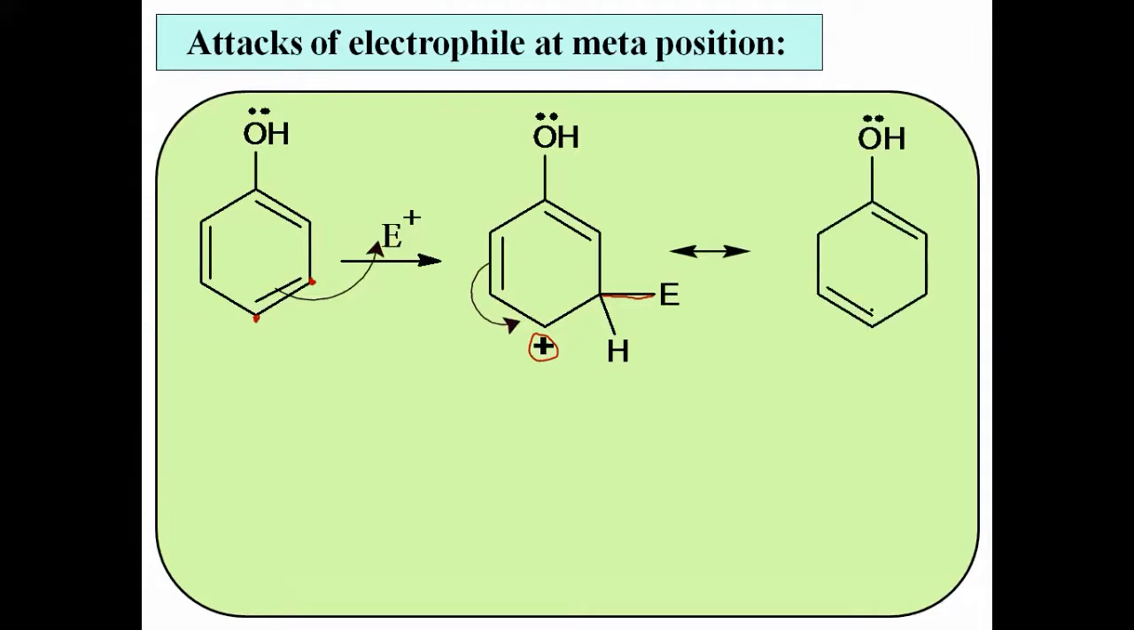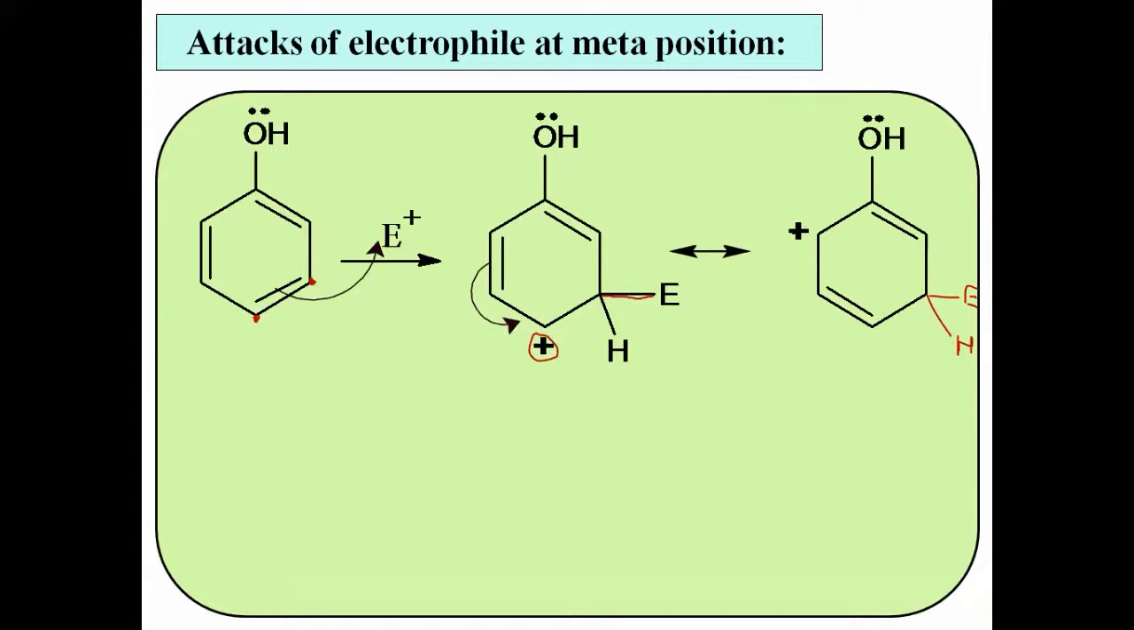This is the pi bond here. Actually, sorry, there is an electrophile here. There is the electrophile. I forgot to show it, and hydrogen. Okay, and that carbon has positive charge. Okay, this is the possibility. And next canonical structure.